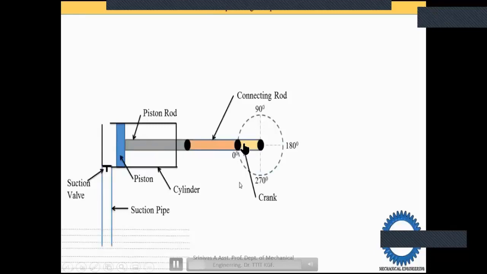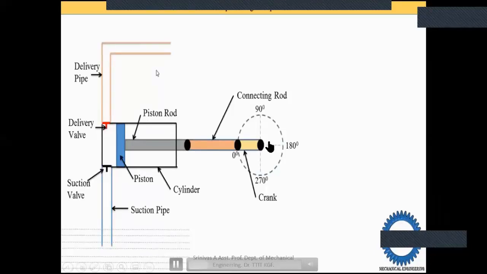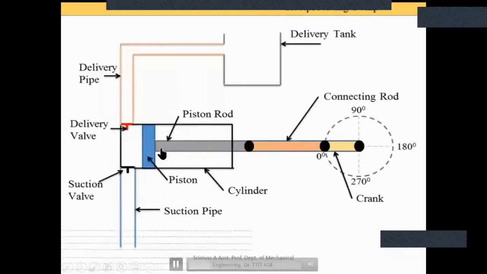This crank rotates through 360 degrees, because of the prime motor we are giving. The motor converts electric energy into mechanical energy, that is rotational motion. This crank will rotate through 360 degrees, and the connecting rod converts the rotational motion into reciprocating motion at the front end.